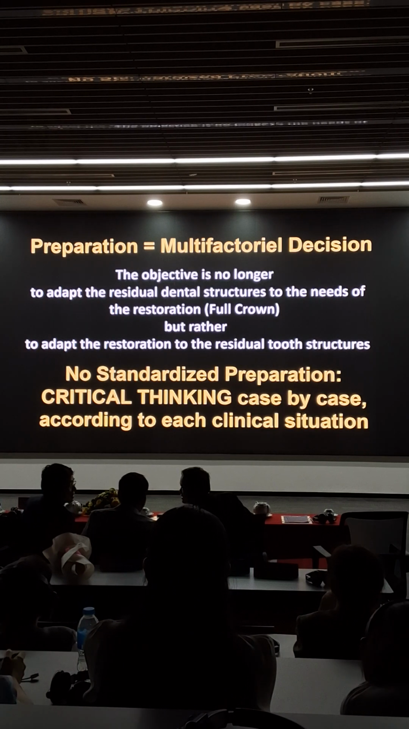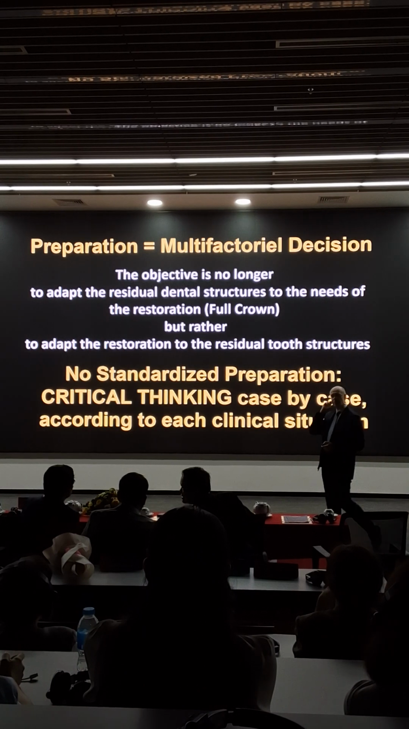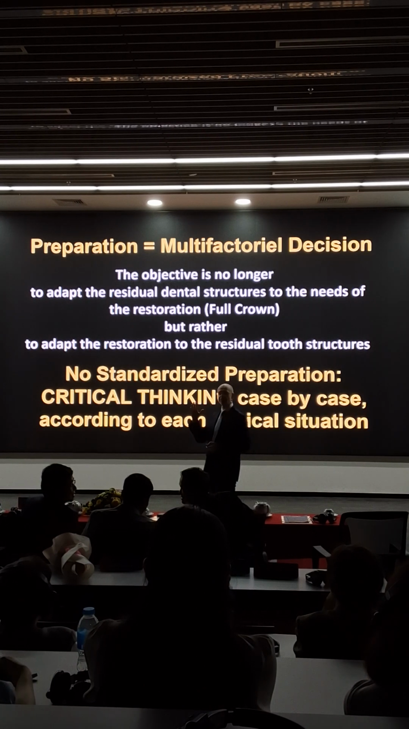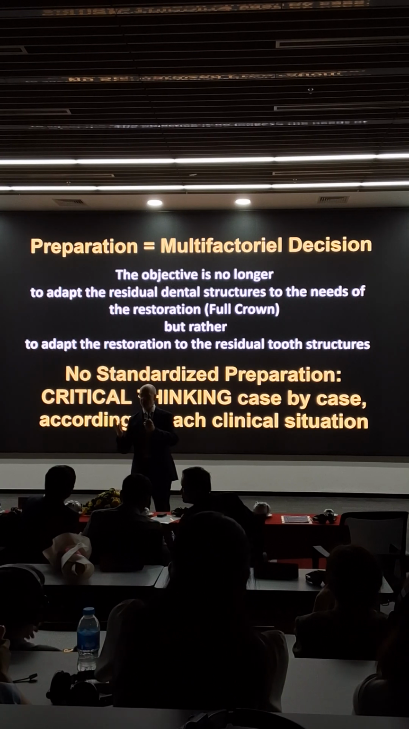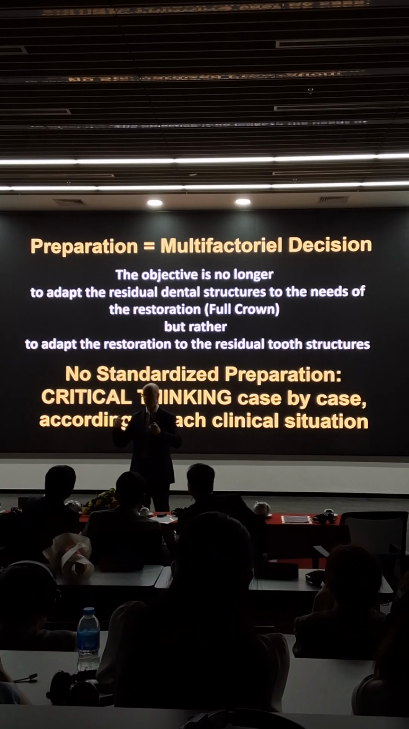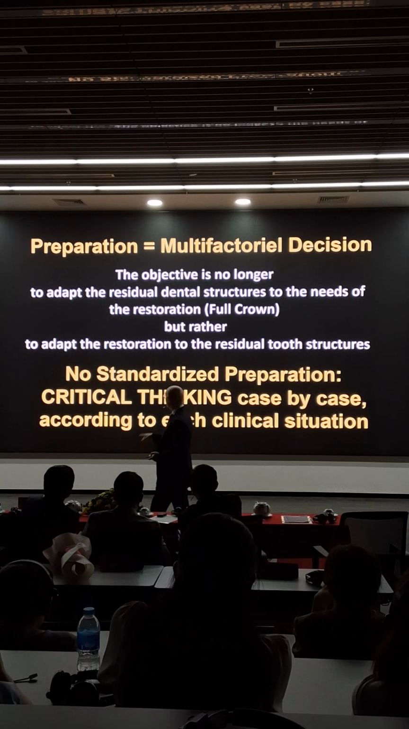So now we talk about the way to do the preparation. What you need to see is that when you do a crown, you adapt your tooth to the crown. When you do a crown, you don't need to think. You just take your burr and you turn around the tooth. Always the same.